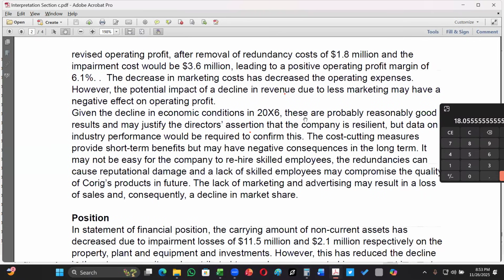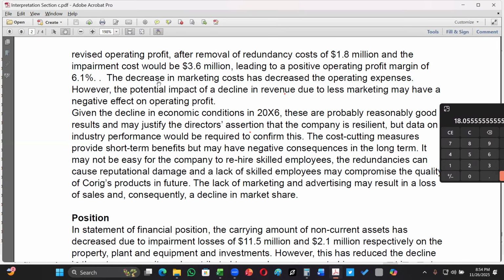Here the operating profit would also be lifted by getting rid of the redundancy cost, considering it's a one-off cost of 1.8 million, and the impairment cost would be 3.6 million, leading to a positive operating profit margin of 6.1%. So what was the negative operating profit has turned into a positive profit, and they have calculated the figure. You could calculate the figure or you could just mention it.